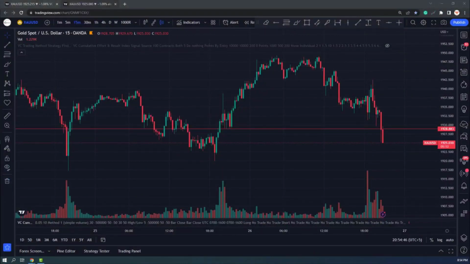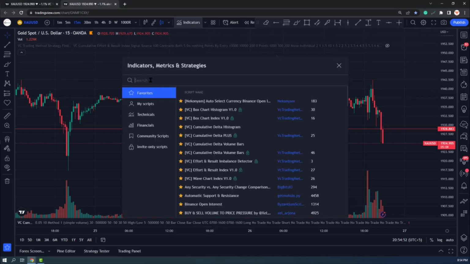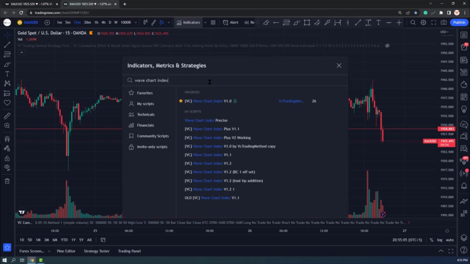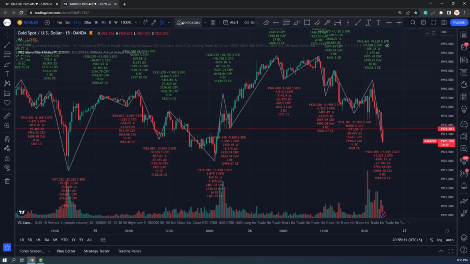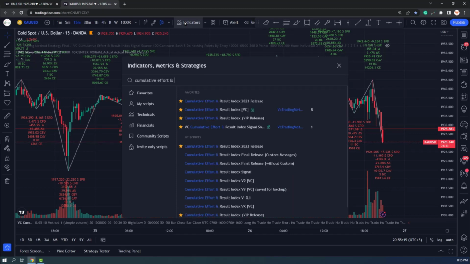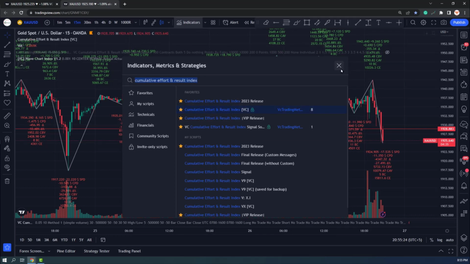Let me add both indicators, the wave chart index. Let me add the second one, the cumulative effort and result index.